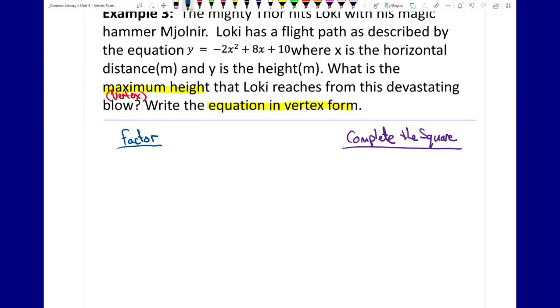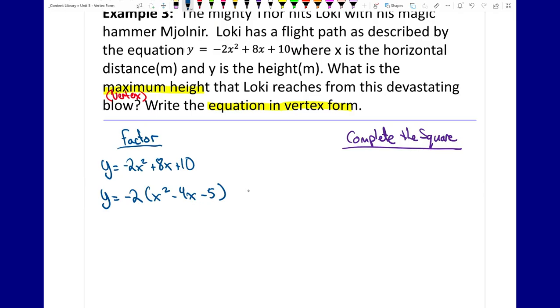I'm going to go through both, and then at the end, you can prefer which one you'd rather do. So if we were trying to factor, I have y equals negative 2x squared plus 8x plus 10. It doesn't look like a simple trinomial, but I'm going to try. I'm going to see if I can common factor. In this case, I can take a negative 2 out, which leaves me with x squared minus 4x minus 5.